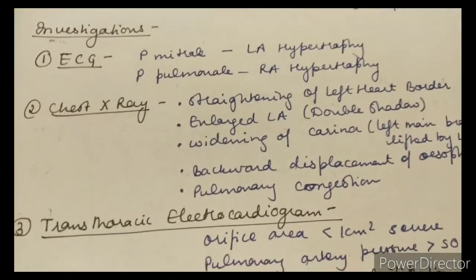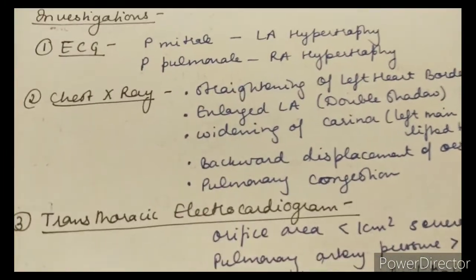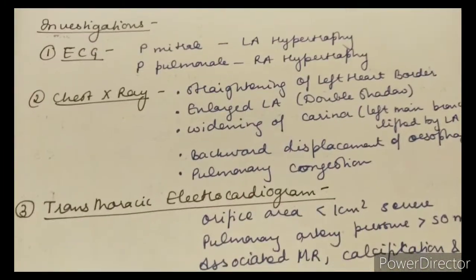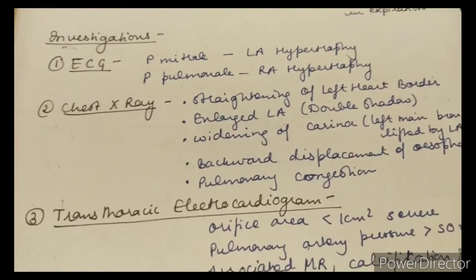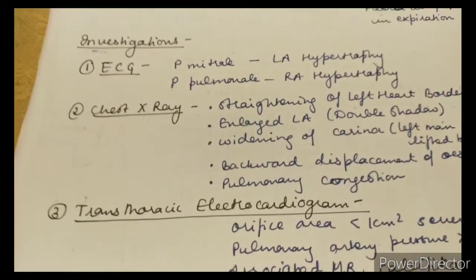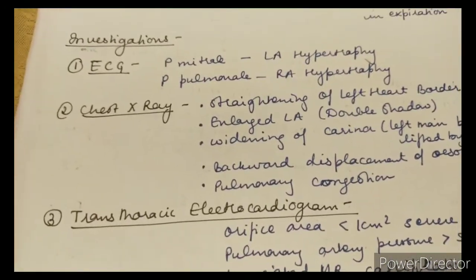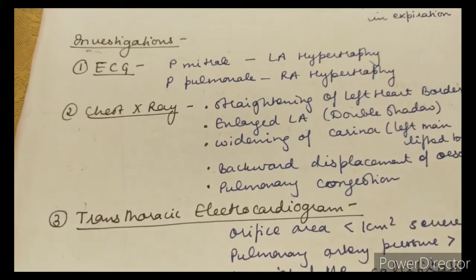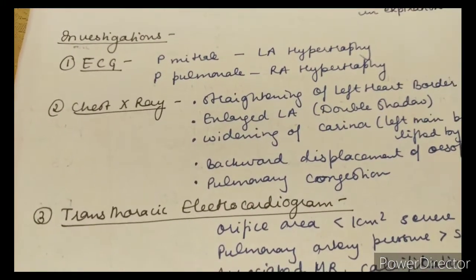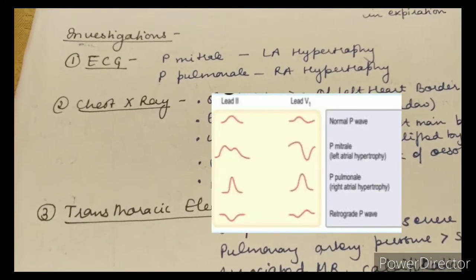So after doing those complications or second rank symptoms, now we come on to the investigations. The first investigation in any heart pathology you do is an ECG. On ECG you will find atrial fibrillation, and the two important findings are there, that is P mitral, which is due to left atrium hypertrophy, and P pulmonale, which is due to right atrium hypertrophy, as you can see on your screen.